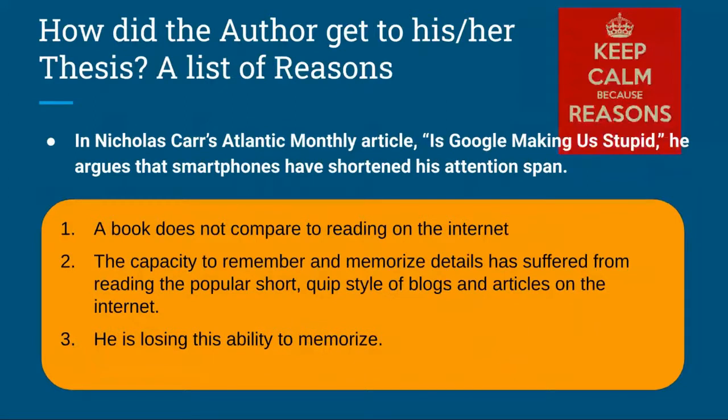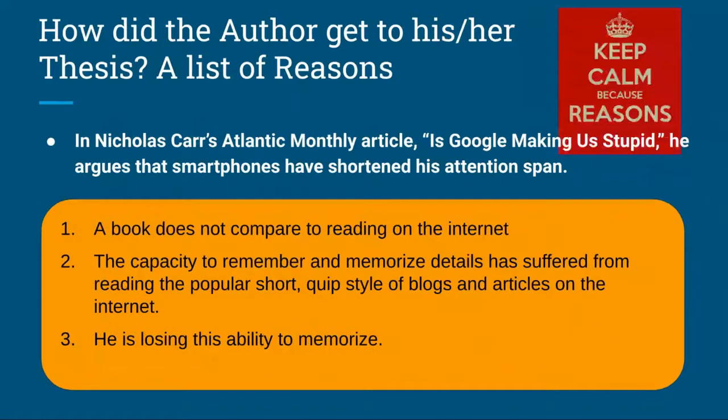So let's break down the first guideline here in terms of the list of reasons. Okay, so how did the author get to her thesis? What if it is a list of reasons? So in Nicholas Carr's Atlantic Monthly article, Is Google Making Us Stupid? He argues that smartphones have shortened his attention span.